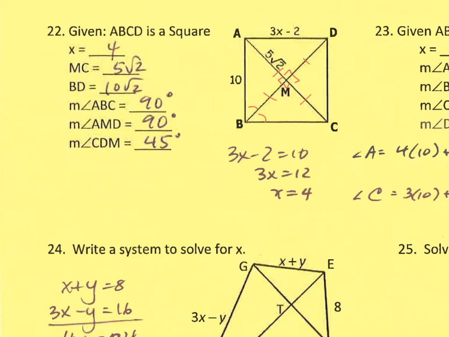Angle ABC, because it's a property of a rectangle, it's got to be a property of a square, because the square's got all the properties, is 90. AMD is also 90. AMD is this angle at the center. Its diagonals bisect each other and are perpendicular and are congruent. And then lastly, CDM. This one's 45. If I look at CDM, that's this angle in here. So that angle is going to be half of 90, because all the diagonals bisect the angles. Half of 90 is 45.